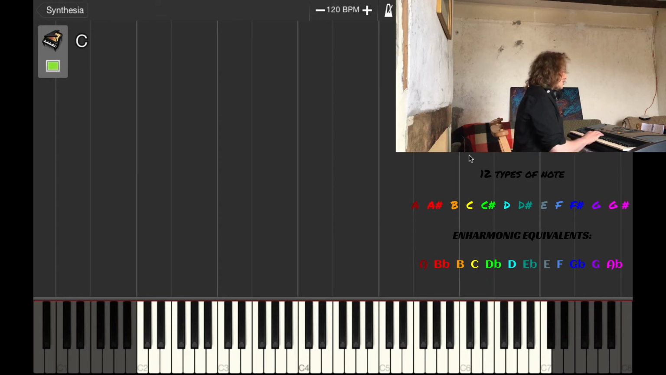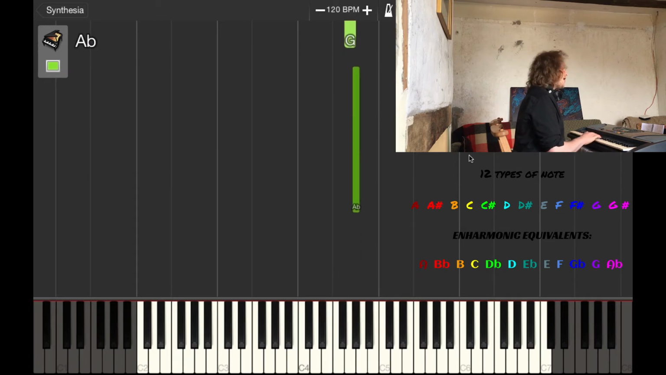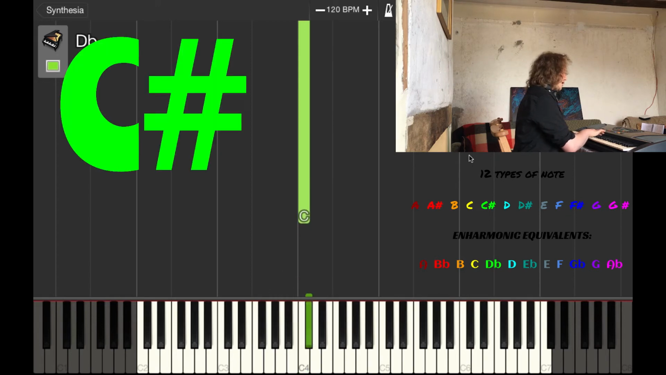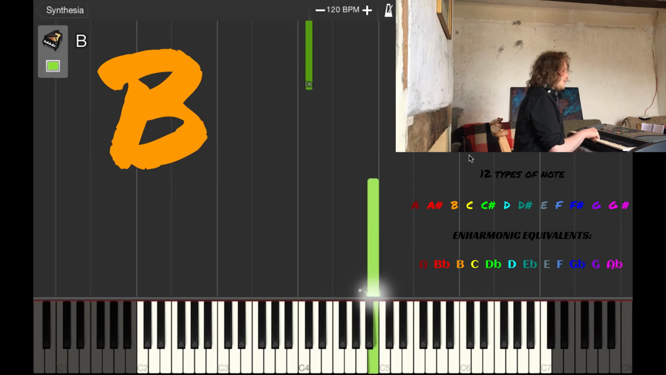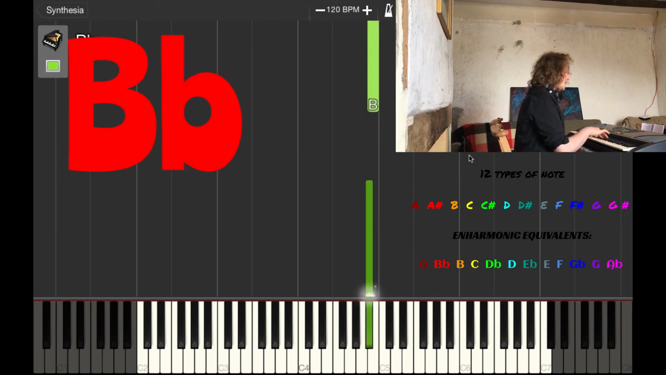The black notes on a keyboard are described with sharps and flats. A sharp just means go up one or one to the right, and a flat just means go down one or one to the left. So here's C. C sharp is the note to the right of C, which in this case is a black note. This is B. B flat is the note to the left of B.